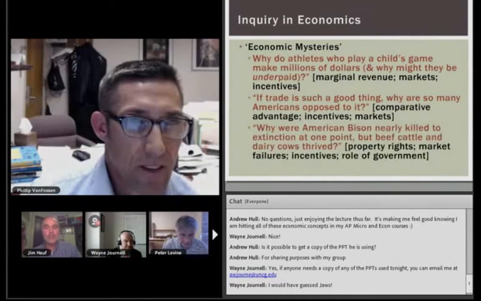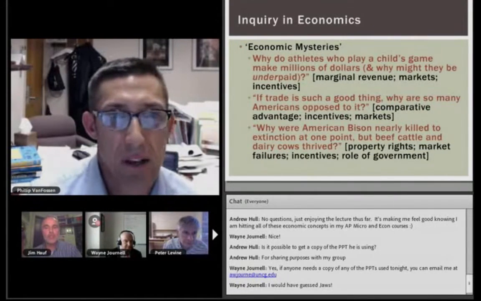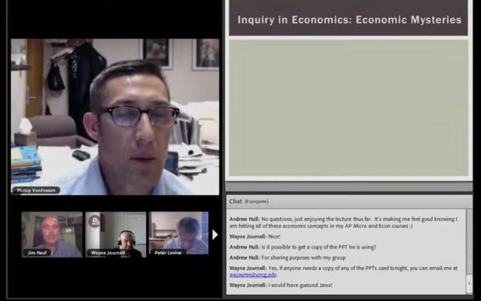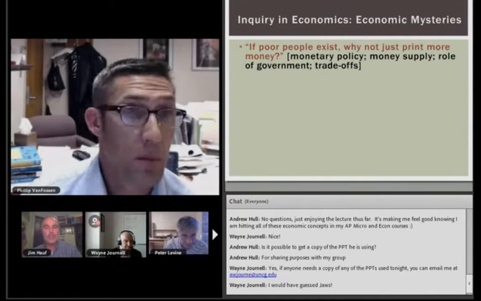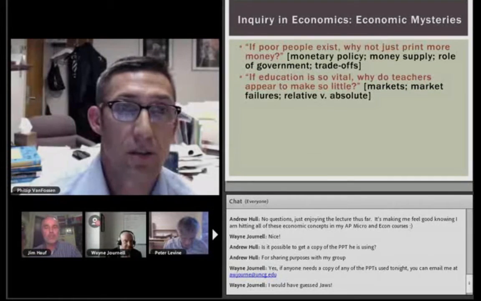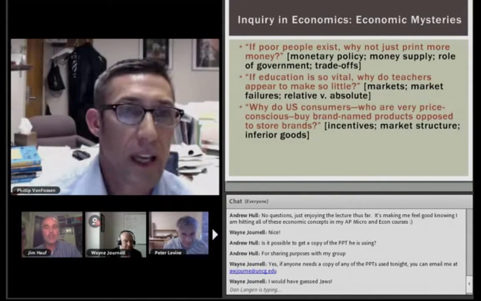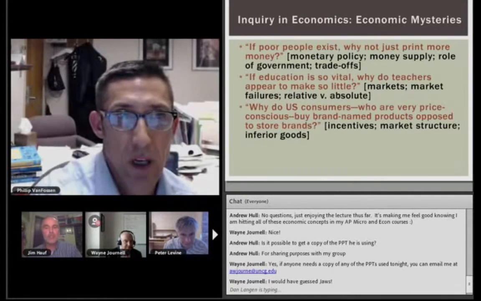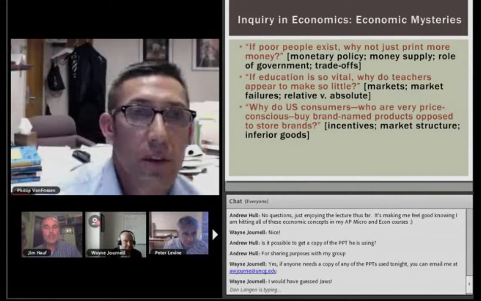Another example is why were American bison nearly killed to extinction at one point, but beef cattle and dairy cows thrived? And then quickly, a couple more. If poor people exist, why not just print more money? Question I get in class a lot. If education is so vital, why do teachers appear to make so little? Something important to all of us in this session. And then finally, why do U.S. consumers who are very price conscious buy brand name products as opposed to store brands?